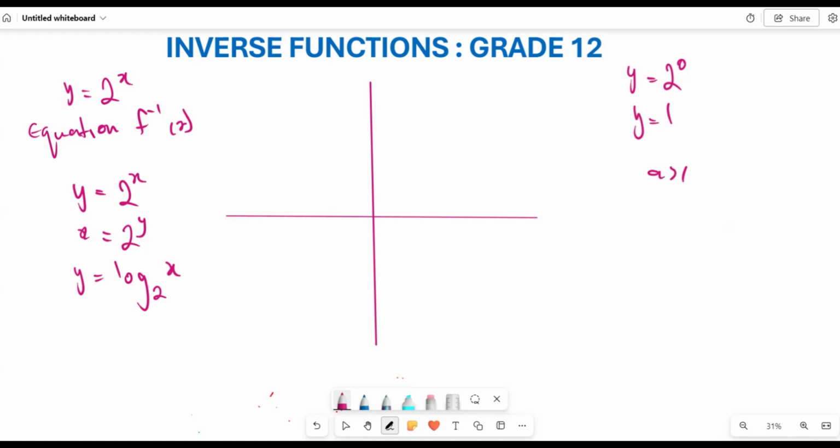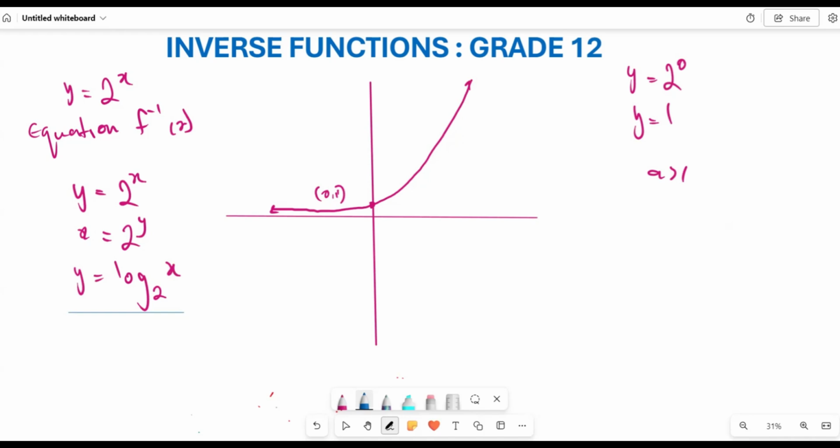So which means this particular function will be a function that moves in which way? It moves in this fashion, where here you have 0 and 1, right? Now, the easiest thing you can do from here, if you want to draw the inverse, is this. Let's say I ask you to draw the graph of y equals log base 2 of x.